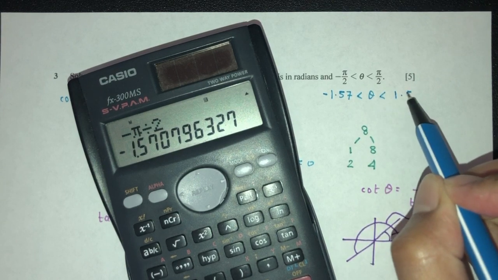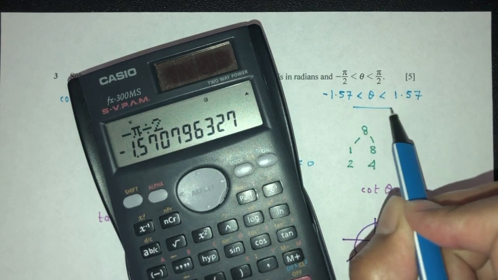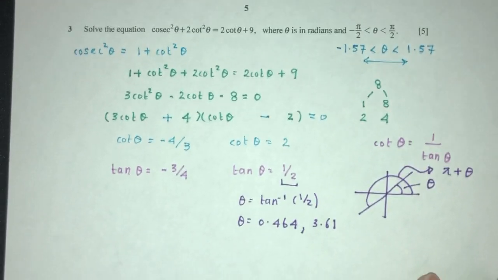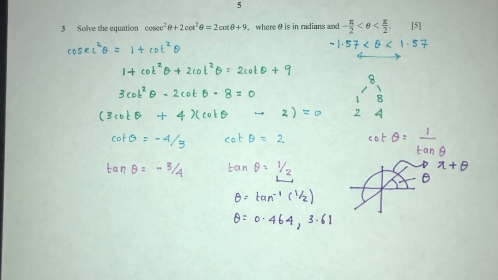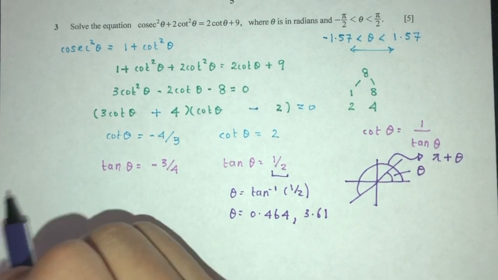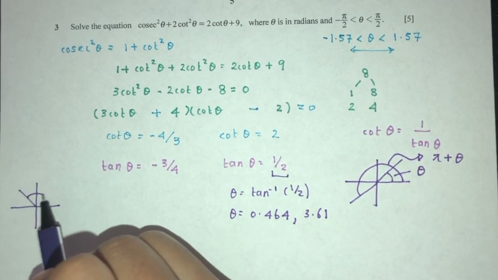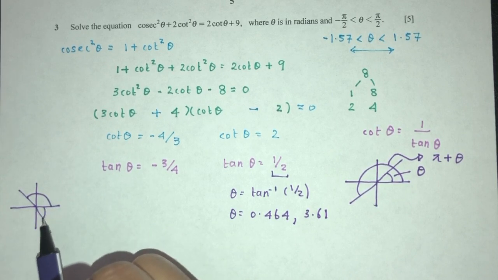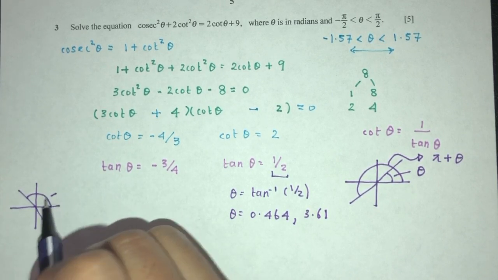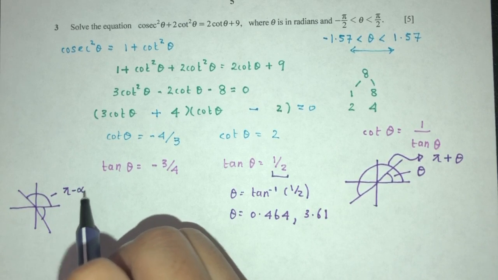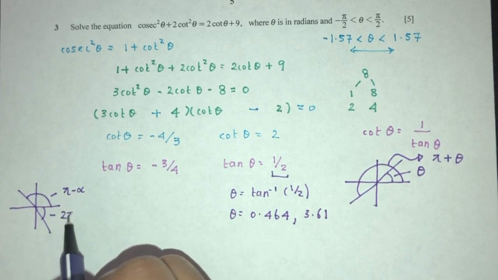This is 1.57. This is the domain where the value of theta has to lie between. Now how about this one? Here we can see the value of tan is negative, so it will be in the second quadrant and in the fourth quadrant. So this will be the angle of pi minus alpha, and this is 2 pi minus alpha.